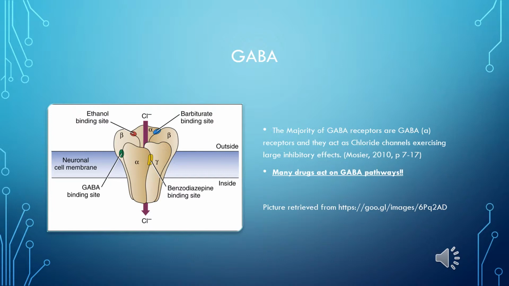The majority of GABA receptors are GABA A receptors, and they act as chloride channels, exerting large inhibitory effects. And many drugs act on GABA pathways. That further leads us into what I'm going to be talking about next, and that's how the effects of Valium and ethanol and barbiturates work on that same pathway, which is explained in this diagram here, where you can see the ethanol and the barbiturates and the benzodiazepines going through that same chloride channel.